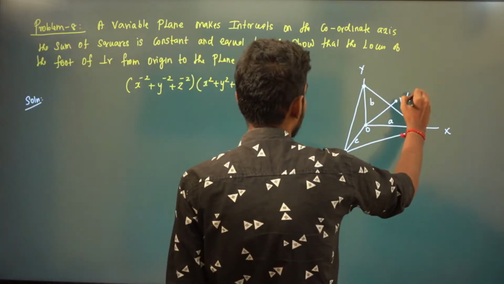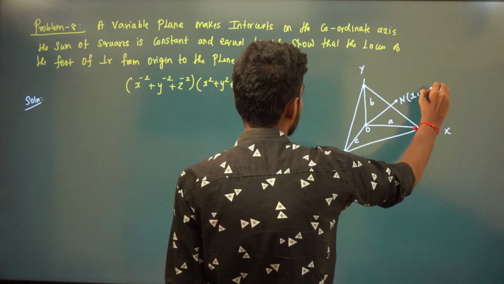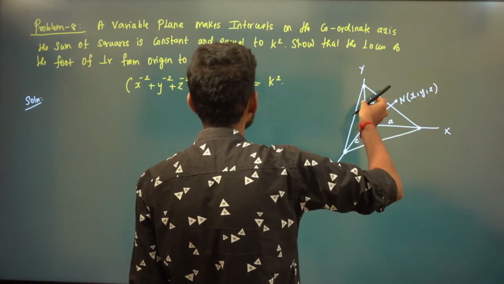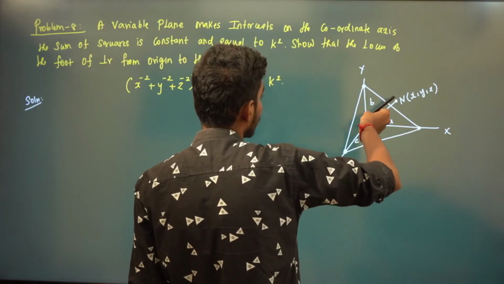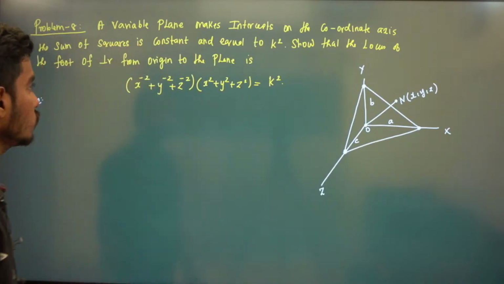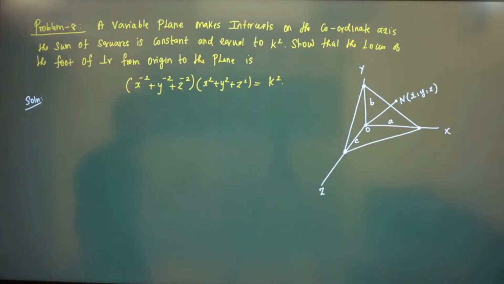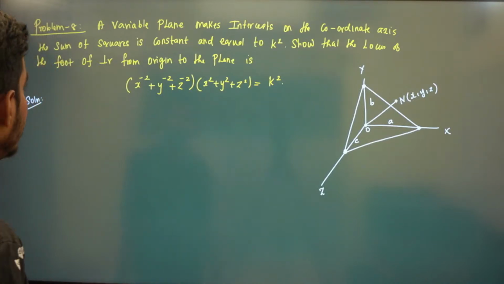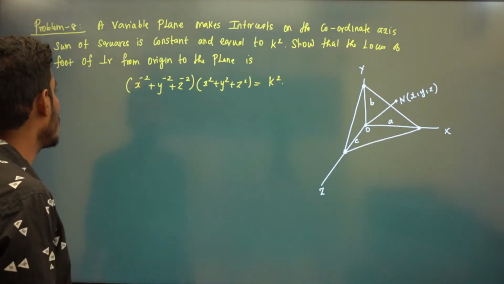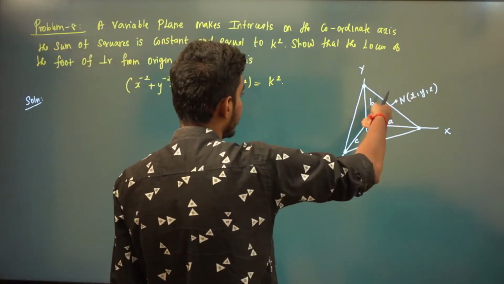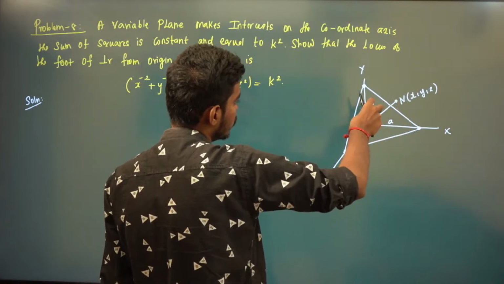Let us say this is x comma y comma z. So show that the locus of the foot of a perpendicular from origin to the plane is given by x power minus 2 plus y power minus 2 plus z power minus 2, into x square plus y square plus z square, is equal to k square, right? So this is the foot of the perpendicular from origin to the plane. So visualize this in 3D, right?